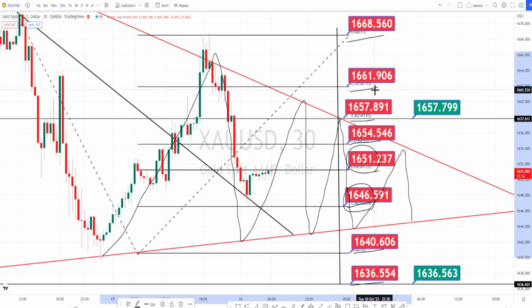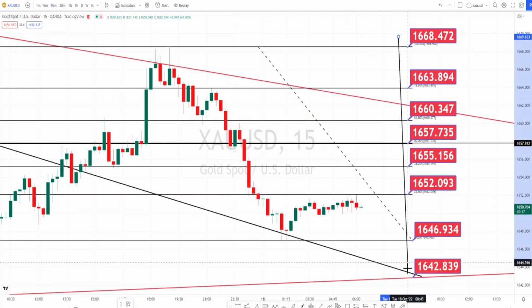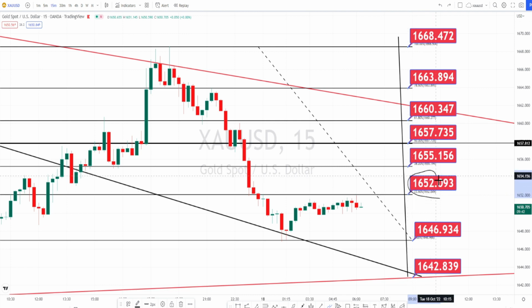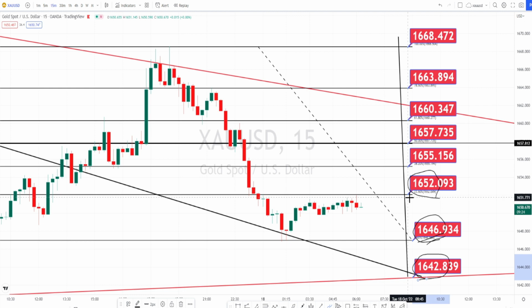Let us mark the support and resistance levels in 15 minutes time frame. So the values within these red color boxes are the resistance and support levels for current price action in 15 minutes time frame. Currently the price action is trading between the resistance level of 1652 and support level of 1646, and if the price action breaks the support level of 1646, next level of support is going to be around 1642, and if the price action breaks the resistance level of 1652, next level of resistance is going to be around 1655, 1657, 1660, 1663 and 1668.